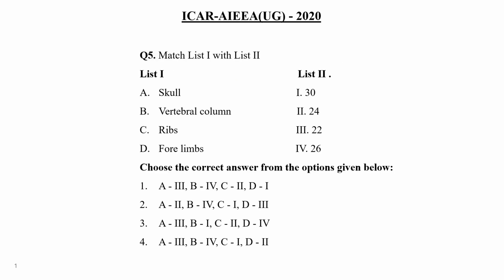Okay. Now matching, we have to match list 1 and list 2. They have given different types of bone structures present in our body, like skull, vertebral column, ribs, forelimbs in list 1, and in list 2 they have mentioned numbers of bones: 30, 24, 22, 26, right? So we have to solve this question and match the correct number with the correct type of bone. So just take 5 to 10 seconds for the same, and after that we will discuss the correct answer.